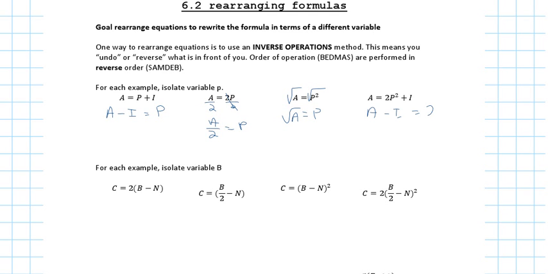Then divide by 2. So I have A minus I divided by 2 equals P squared. Square root the whole thing. Make sure that when you're writing it, what I see is what you mean, right? If you're square rooting the whole thing, that square root has to cover the whole thing, okay?